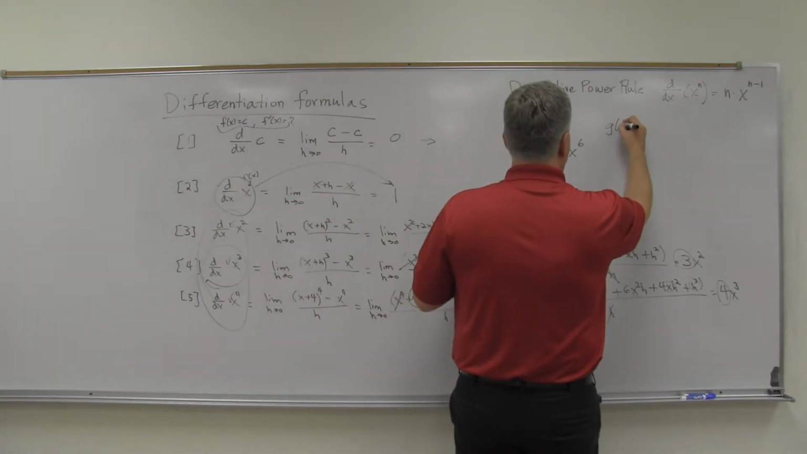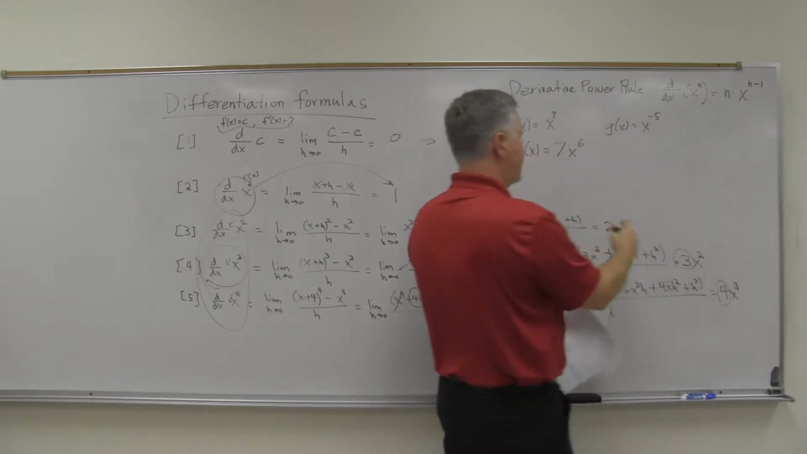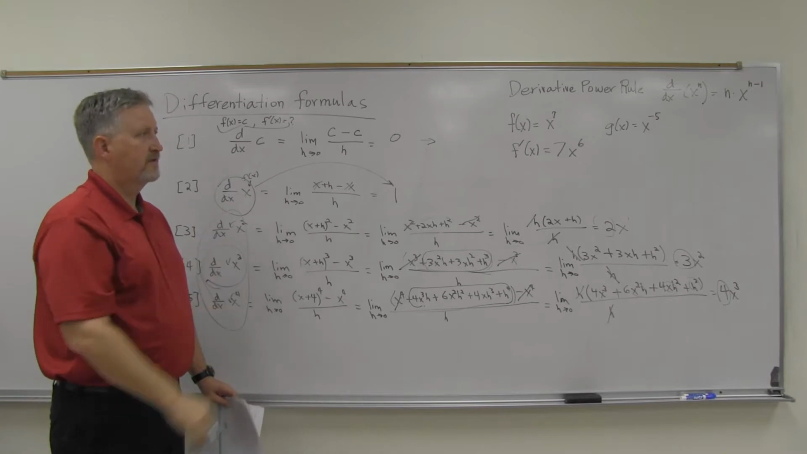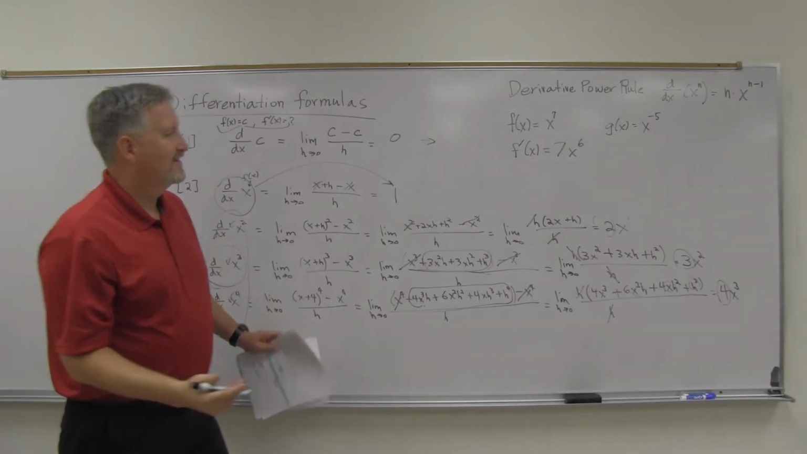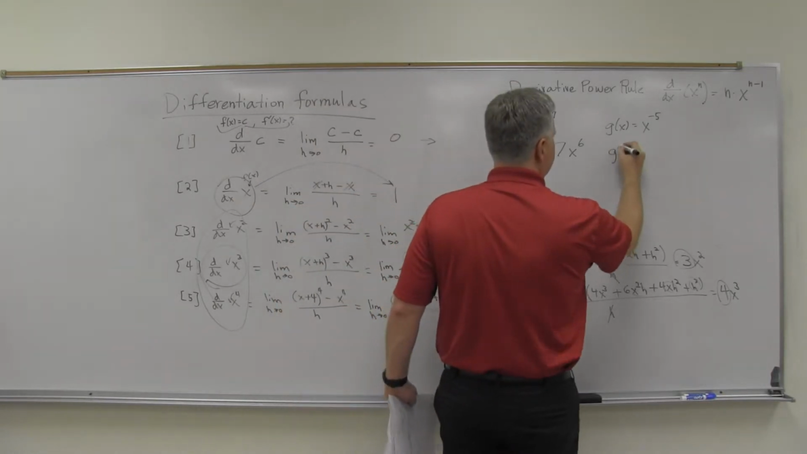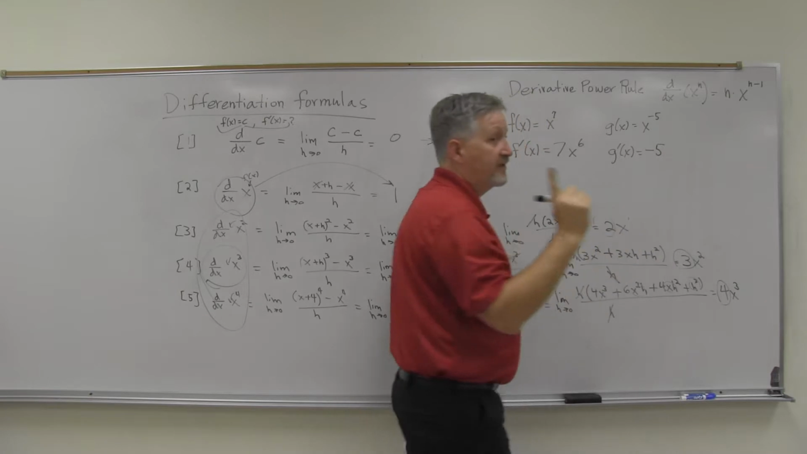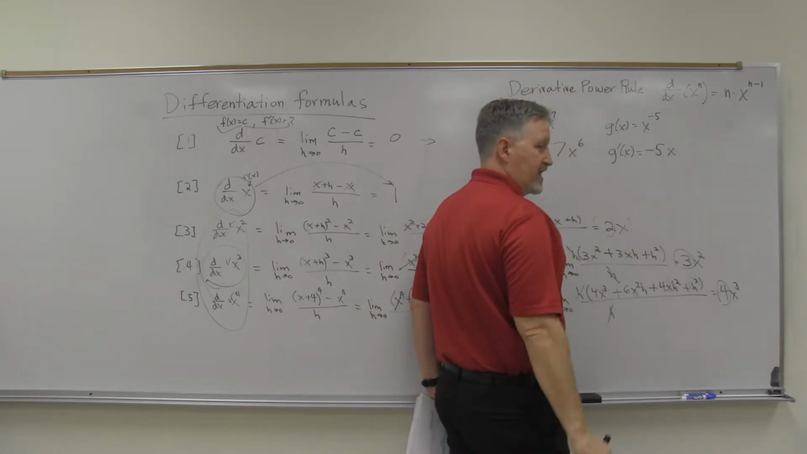G of x, let's say, is x to the negative 5. Well, we did these with positive powers. All these. Good news is it works on negative powers too. G prime of x, bring down the power. Now the only thing you have to be careful with, this new power is 1 less.